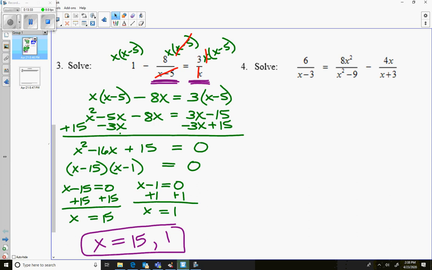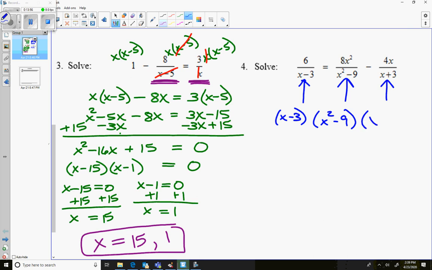All right, and then now number 4. Now number 4 is a little tricky if you are not being careful. If you're looking at this, you might be tempted, and this is wrong, so don't write it. You might be tempted to look at this and say, that one needs an x minus 3. That one needs an x squared minus 9. That one needs an x plus 3, and you want to use all of it. It's technically not wrong.